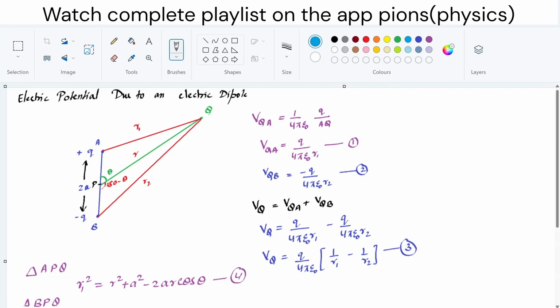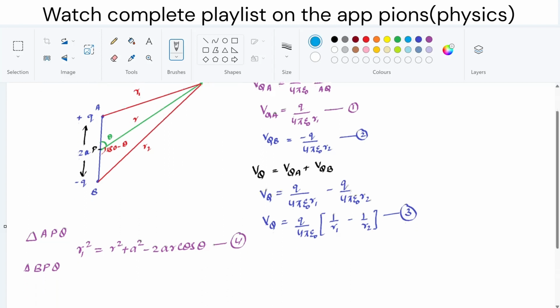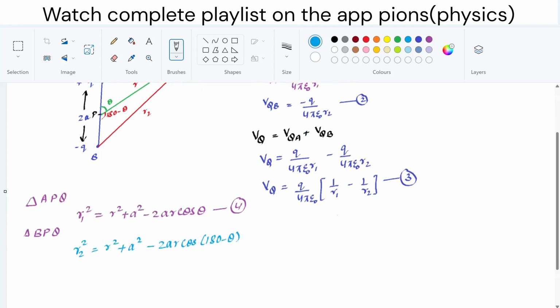And from equation 4, let's move to BPQ. It's R2. And this time R2 is the hypotenuse, you can see R2 square, and the angle opposite to that is 180 minus theta. Be very careful with that. So it will become R square plus A square minus 2AR cos of, what is the angle? 180 minus theta. Now cos of 180 minus theta, from trigonometry, what do we have? Sir, we have cos of 180 minus theta is minus cos theta from 11th standard. So R2 square will be equal to R square plus A square plus 2AR cos of angle theta.